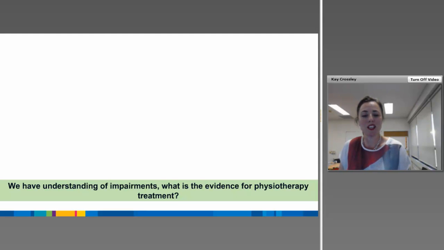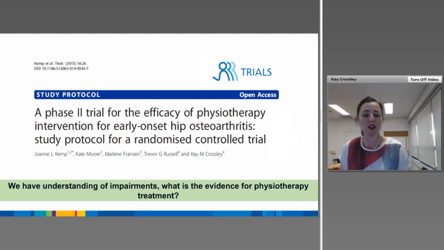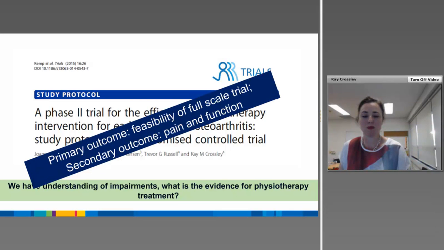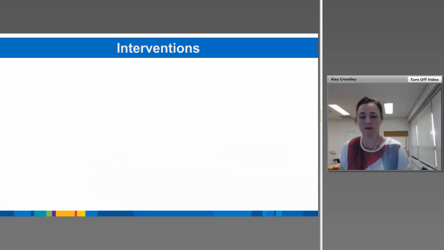So now that we have an understanding of the impairments that patients have with FAI, what evidence do we have for physiotherapy treatment? So as you said, there is no large RCT evidence, but this was a study that we recently completed, which was a feasibility or a phase 2 trial for the efficacy of physiotherapy treatment for early onset hip osteoarthritis post-hip arthroscopy. Our primary outcome was a feasibility of a full-scale trial, and the secondary outcome was pain and function.